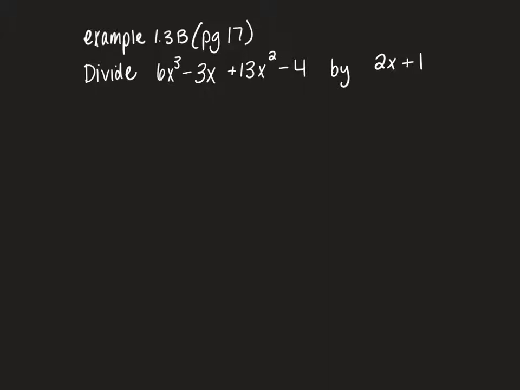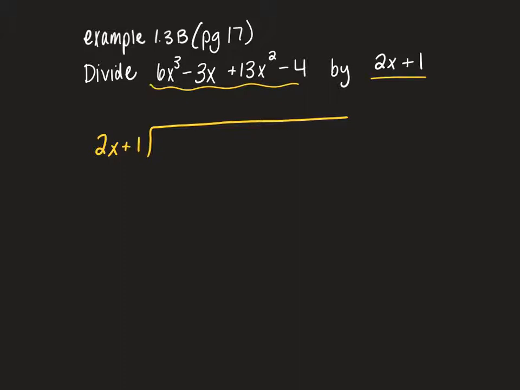So to set up our problem, whatever we're dividing by is going to go on the outside. So we have 2x plus 1, right? And then we've got our nice long division symbol here. Then this part is going to go inside. But we need to make sure that we write it in descending order of exponents.